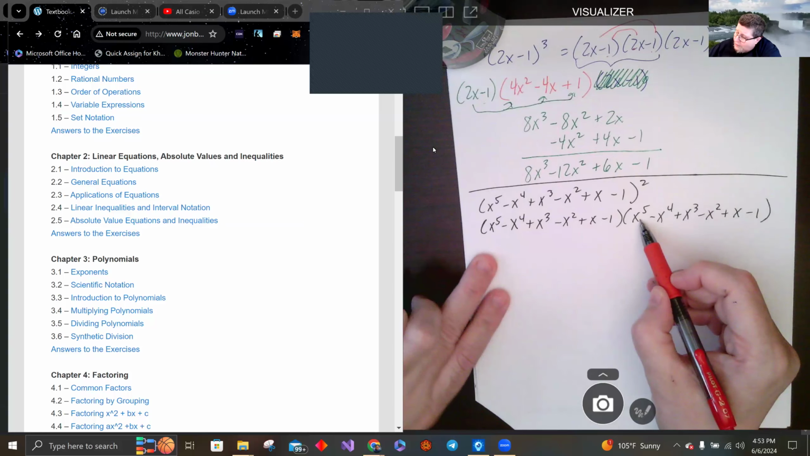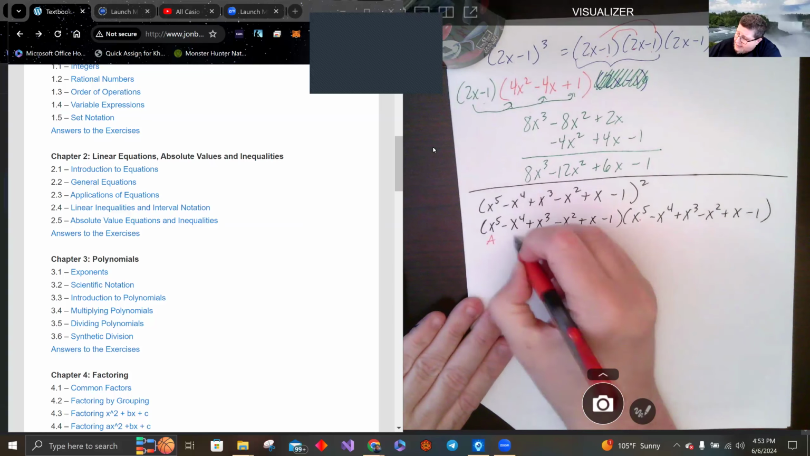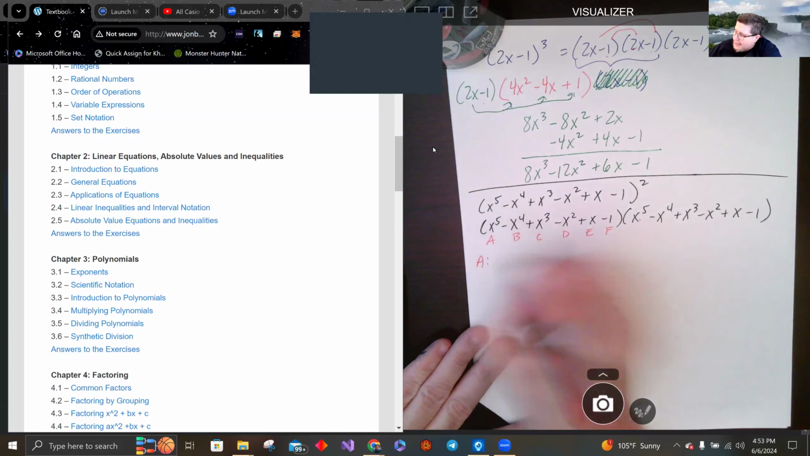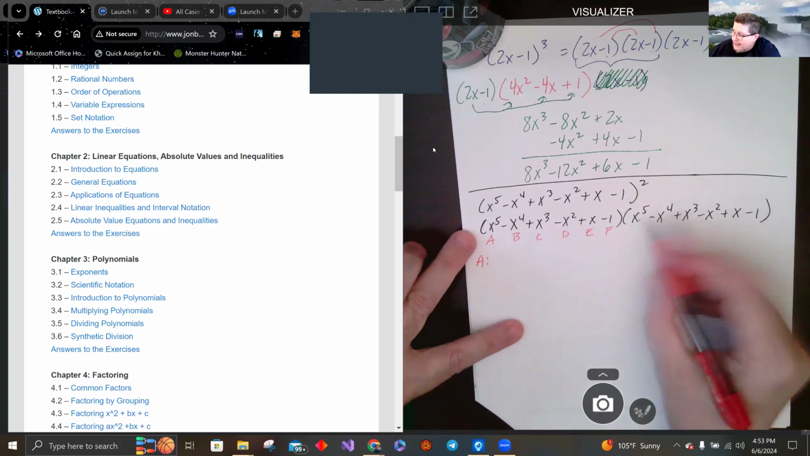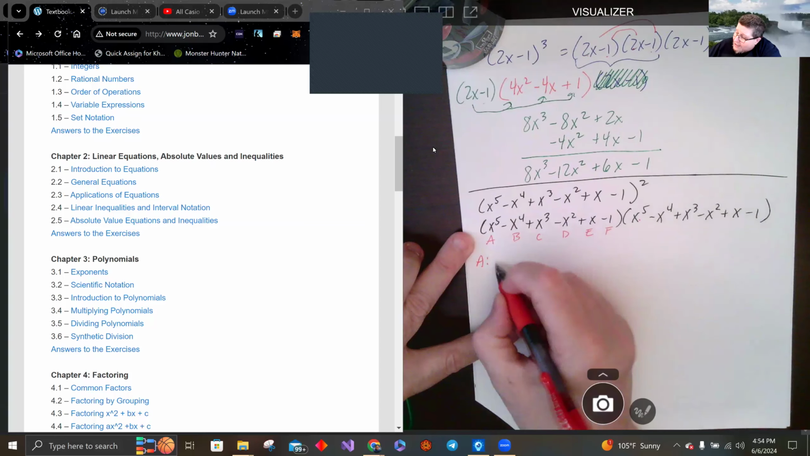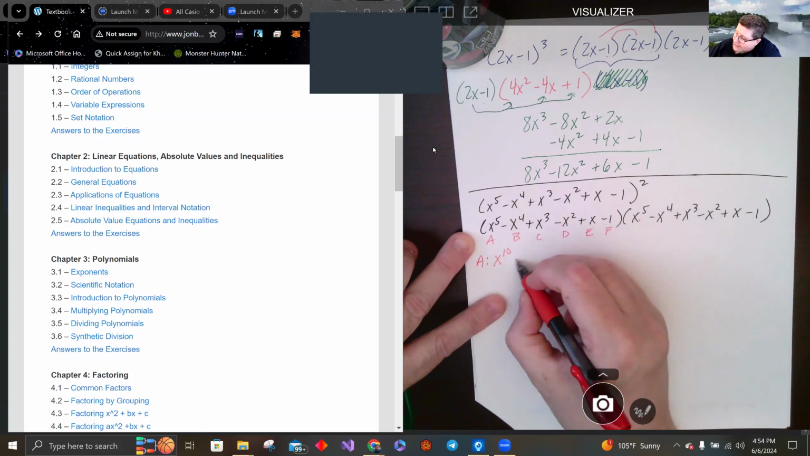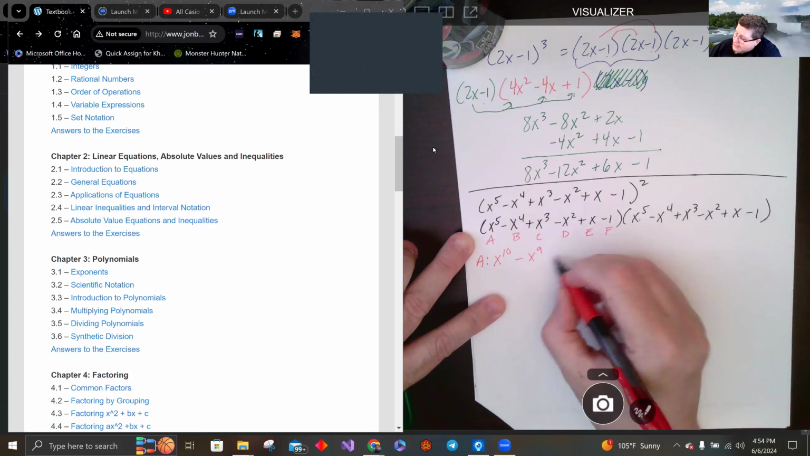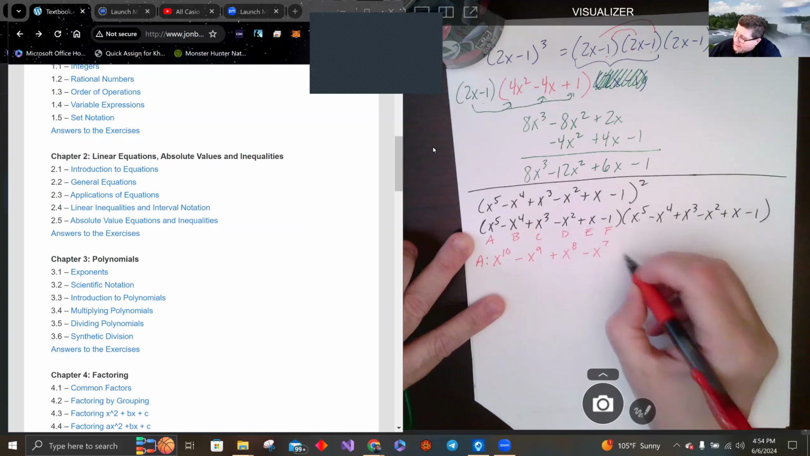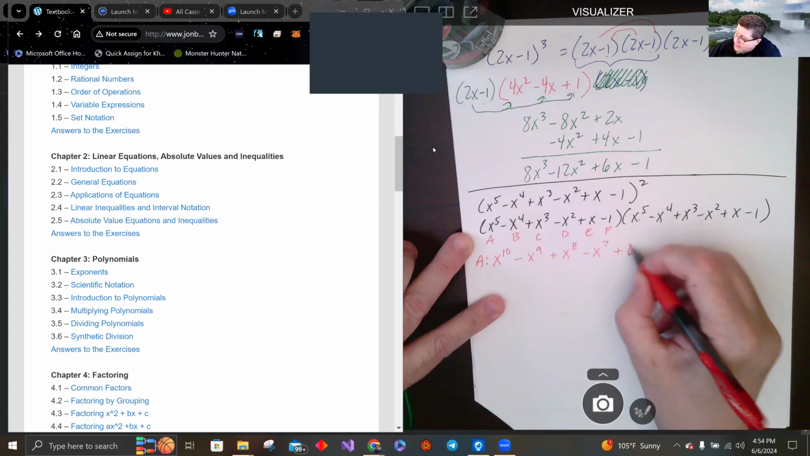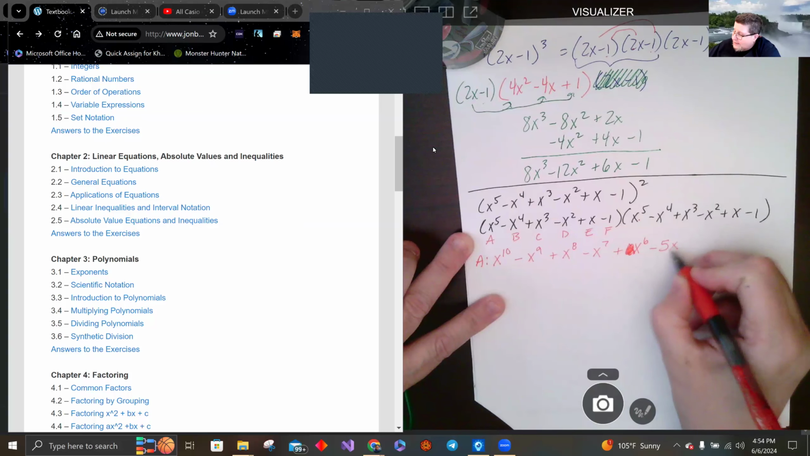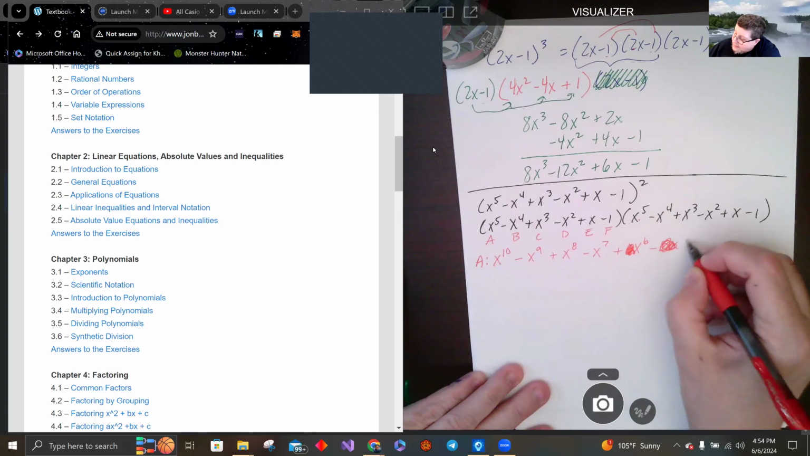So if I do, I'm going to call this A, B, C, D, E, and F. I'm going to label my stuff. Row A times everything, x to the 5th times everything is just adding 5 to every exponent. So I have x to the 10th minus x to the 9th plus x to the 8th minus x to the 7th plus x to the 6th, oops, minus x to the 5th. And I did it again. There we go.